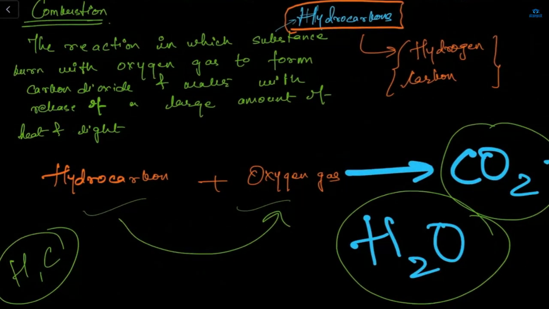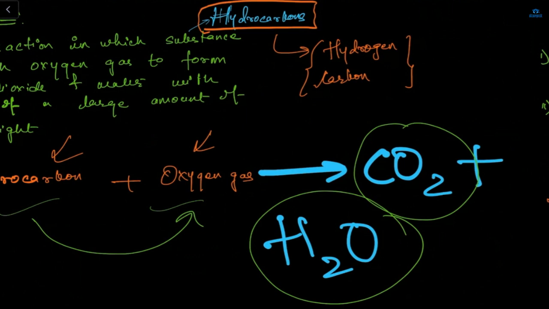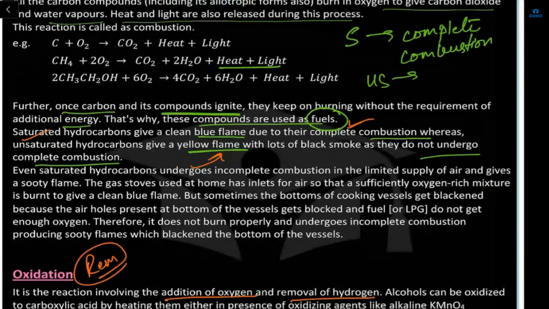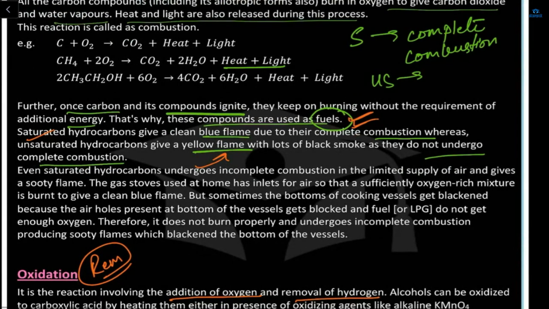So combustion is basically when you add the hydrocarbons and oxygen. What is hydrocarbon? Hydrocarbon means hydrogen and carbon. When you add these two, what you will get in the product side is carbon dioxide and water plus heat and light as well. So these are known as the combustion reaction. Now in the combustion reaction you can also see that these compounds are used as fuels. Why are they used as fuels? Because they keep on burning without the requirement of additional energy. They don't need any kind of additional energy to burn. So that's why they are also used as fuel.